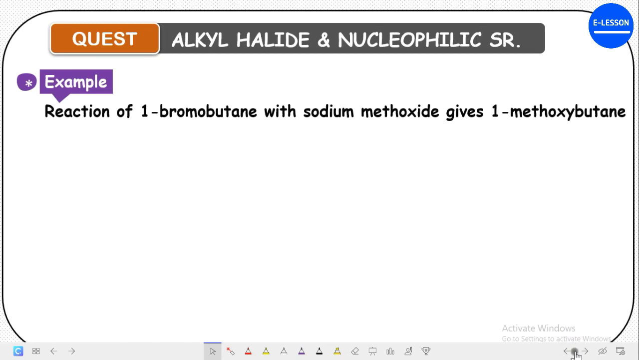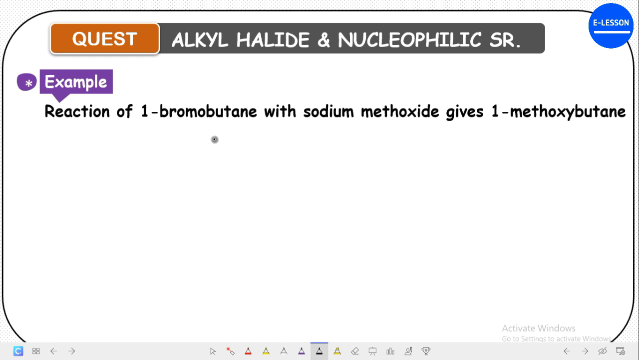This lecture is a continuation of the lecture we did on SN2 reaction. Now, another example of SN2 reaction is the reaction of 1-bromobutane with sodium methoxide to give 1-methoxybutane. Like I said, SN2 reaction leads to the formation of a variety of functional groups. You can convert one functional group to another using SN2 reaction easily.